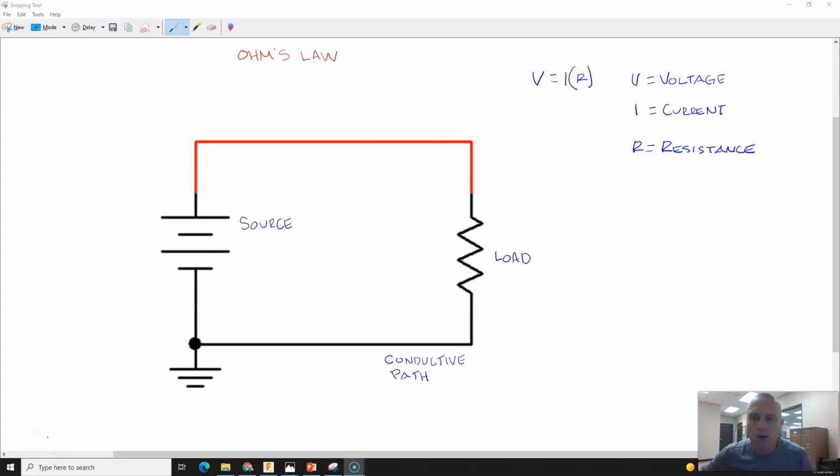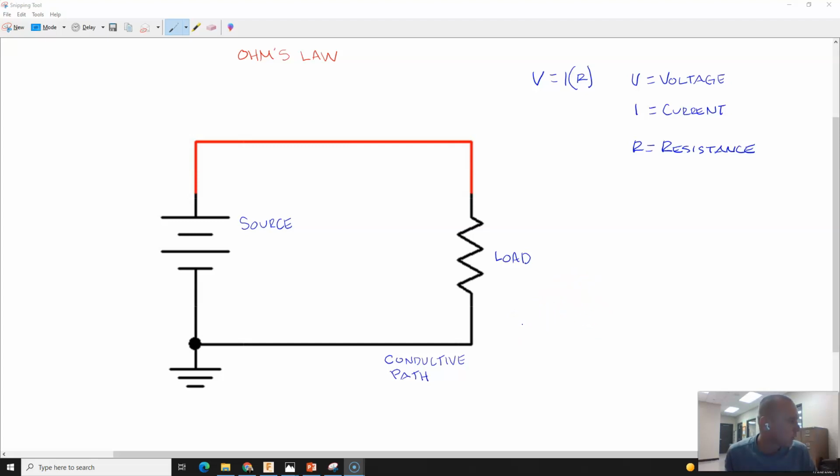All right, we're going to talk about Ohm's law. What Ohm's law does is allow us to calculate different components or elements of our circuit. We've talked about the source of our circuit, so what is the power that's coming into it? What's the source? What's the load, which is what is consuming the electrical energy?